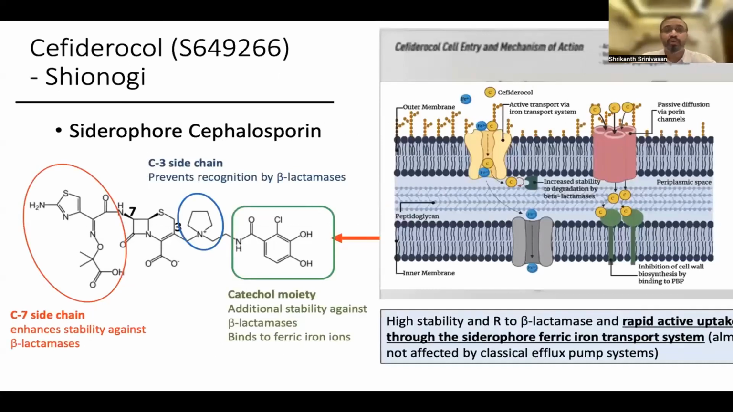This is cefiderocol. Now this is something which has a much better stability against beta-lactamase. It binds to the ferric ions and causes rapid uptake into the cells of the bacteria through the siderophore ferric ion transport system. Hence this is not affected by the classical efflux pump, the same problem which made the other drugs resistant to Pseudomonas or Acinetobacter. It is not affected by the efflux pump mechanism.